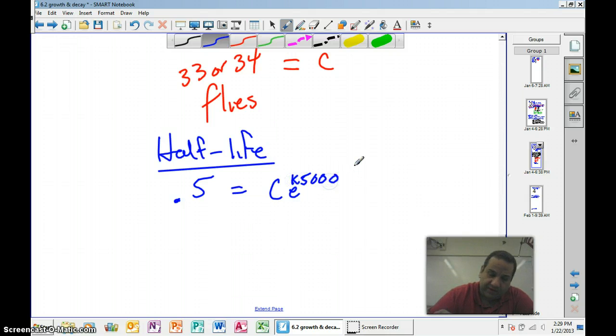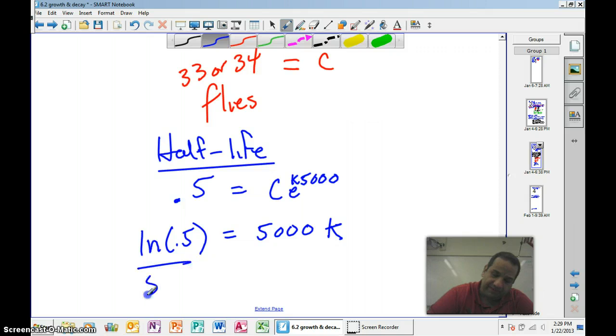K is 5,000 years. And if you wanted to find what K equals, now we have to do some math. We have to ln both sides. So this would be the ln of 0.5, and we ln this side to bring it down. I would get that equal to 5,000 K, and then divide by 5,000. Remember, I'm ln'ing both sides, so these are undoing each other. And now I have K equal to that.